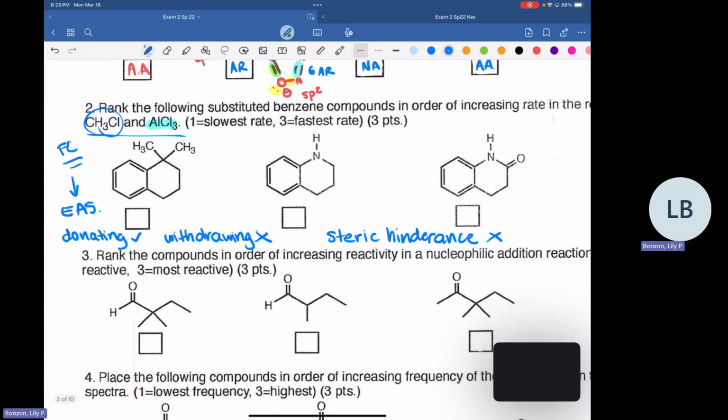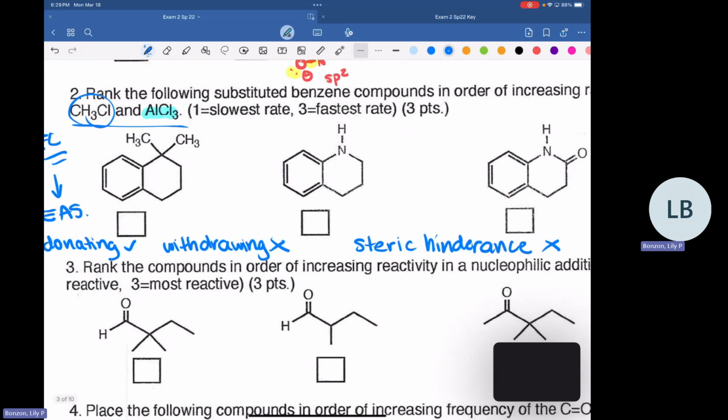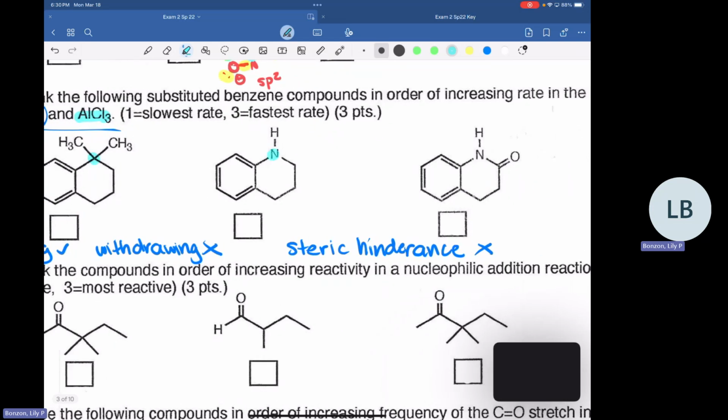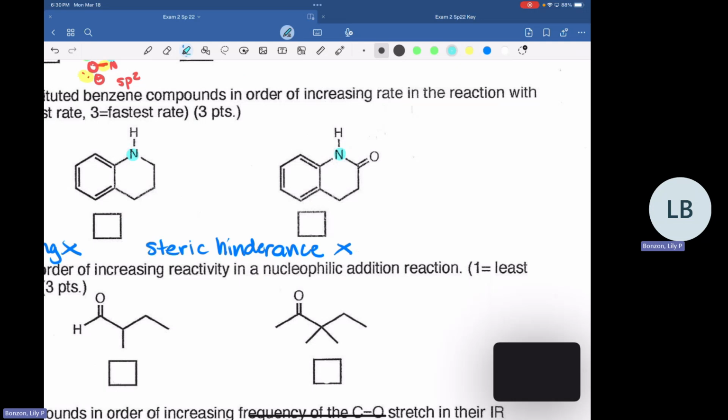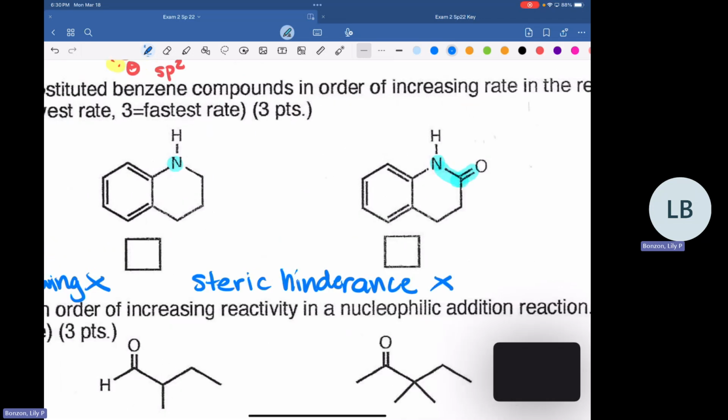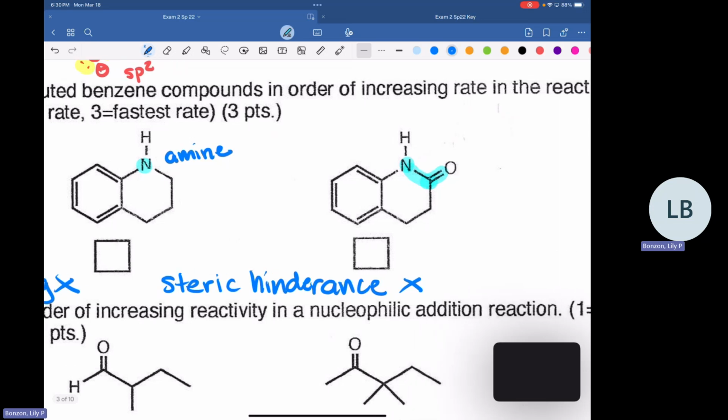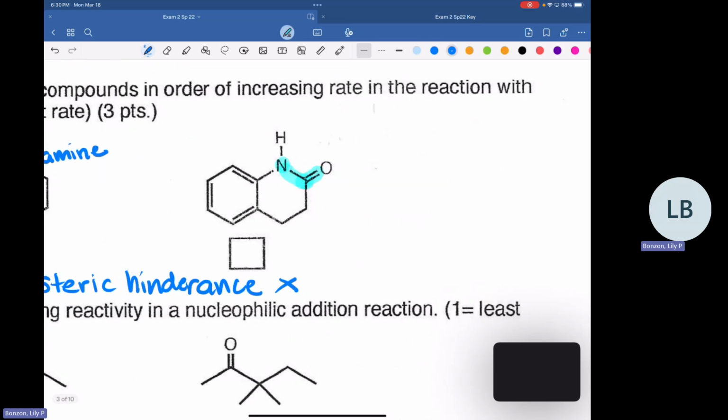So looking at these structures, looking at what the benzene ring is attached to, we have this dimethyl. We have a nitrogen amine, and then we have a nitrogen, but specifically connected to a carbonyl carbon. And so in the middle, this is going to be just a regular amine group with the nitrogen by itself, whereas over here on the right, we have what's called an amide.